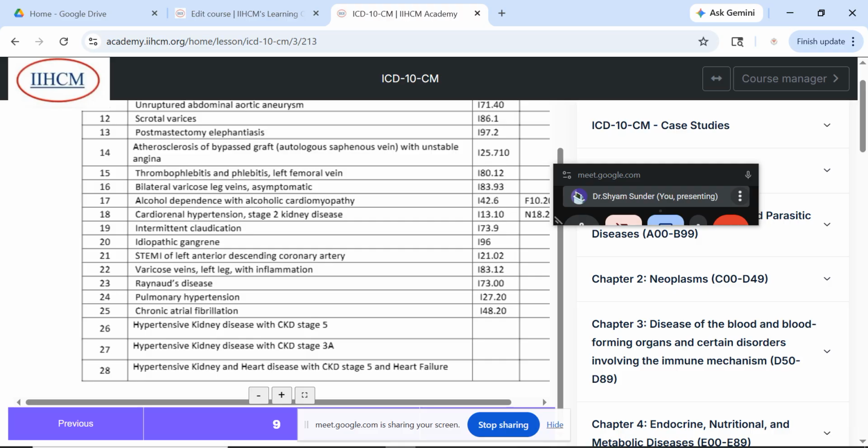But sir, that F series code will go secondary, right? Because here alcoholic cardiomyopathy is primary, no? Yes. If it is a cardiology clinic and the focus is on cardiomyopathy, then your primary code is the I series.